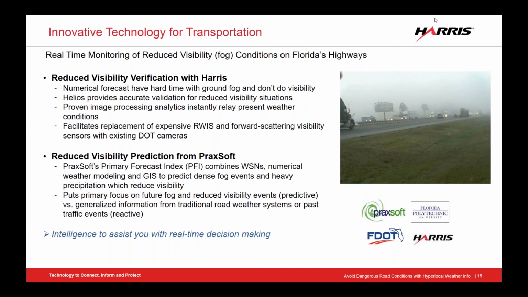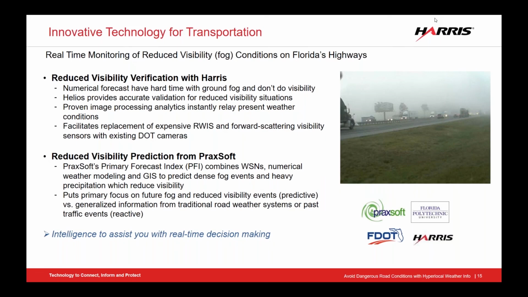We proved that the image processing analytics instantly relayed present weather conditions, and they facilitate a replacement of very expensive RWIS and forward scattering visibility sensors that exist with DOT cameras. So Harris has really validated the fact that we can use very inexpensive cameras to get the same type of capability for detection of fog that an RWIS system can, which is extremely expensive to not only buy but also maintain.